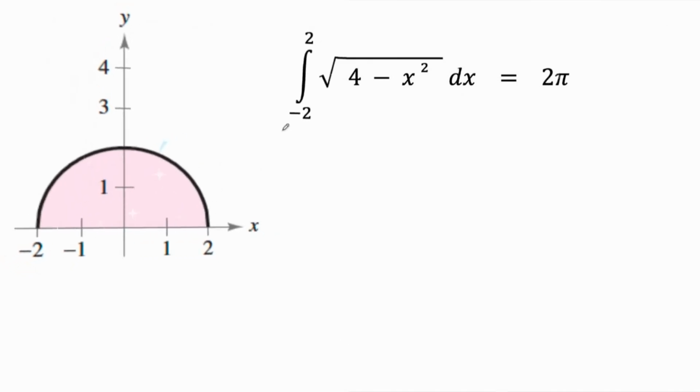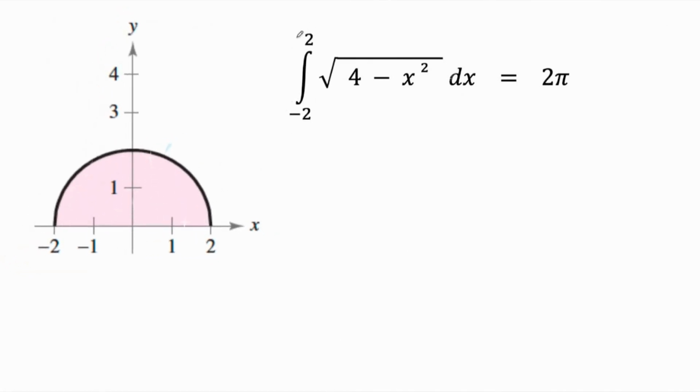So here's one example. We can show that this definite integral from negative 2 to 2 of this function is 2 pi. We know that the equation x squared plus y squared equals 4 is exactly the equation of the circle with radius 2. 2 squared is 4, so the radius of the circle is 2.